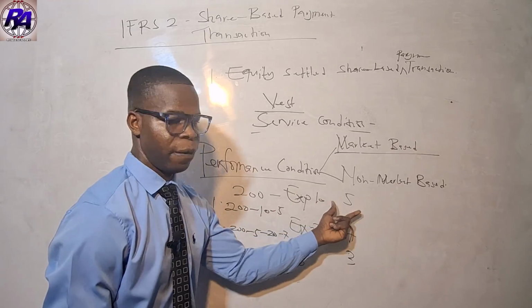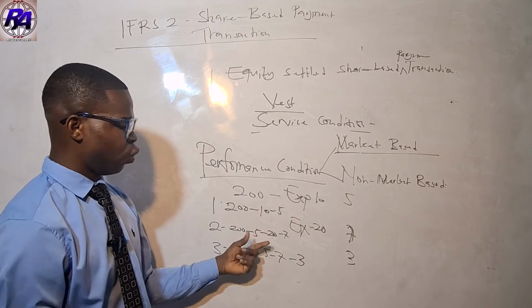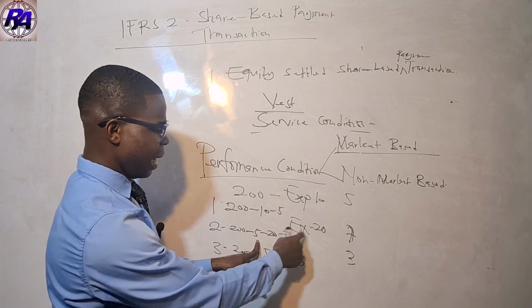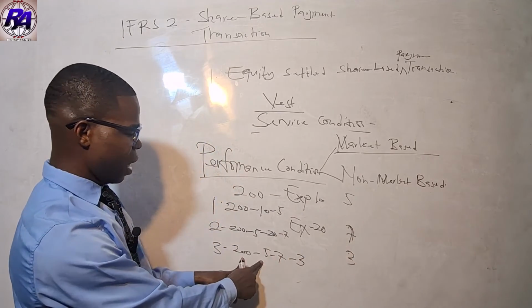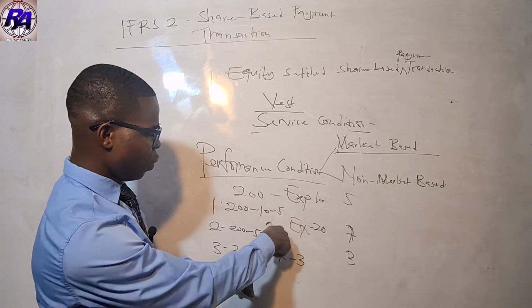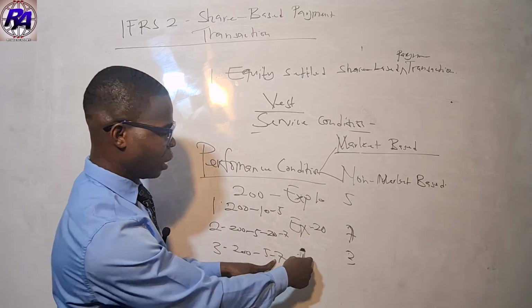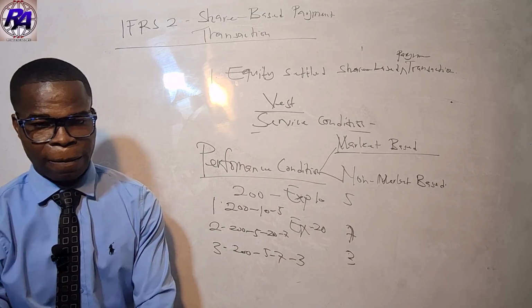Those that actually leave will also be less. When it comes to year 2, those who actually left in year 1 will come in, and the expected of year 2 will come, then the actual leavers in year 2 will come. When it comes to year 3, those who actually left in year 1, those leaving in year 2, and then those leaving in the last year.